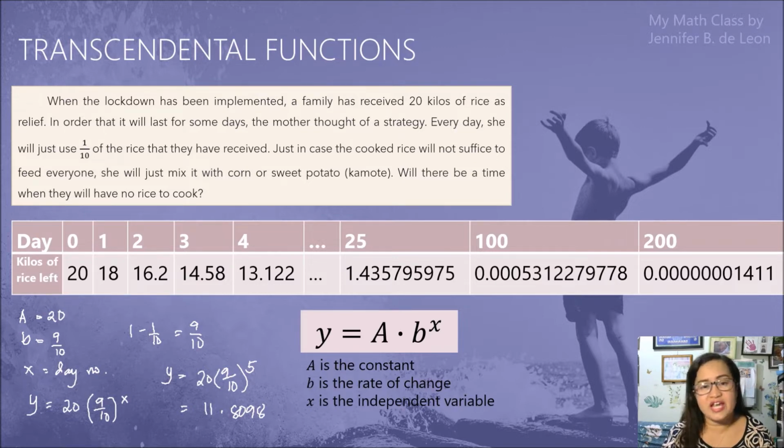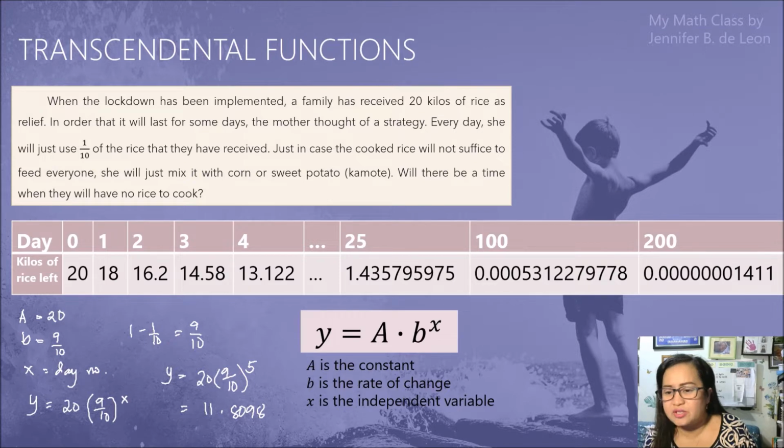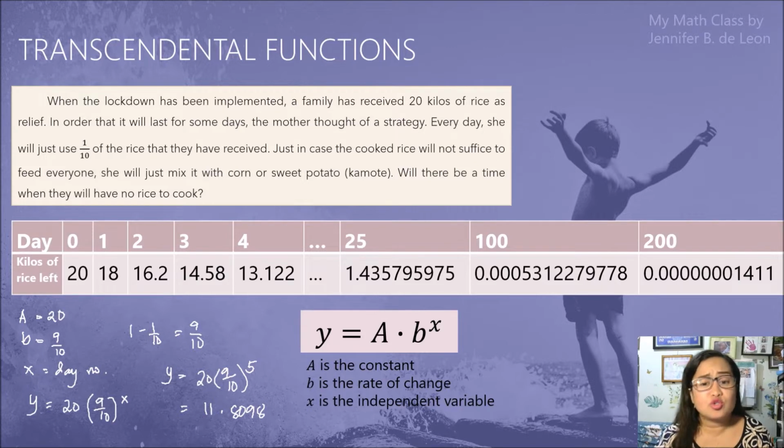However, if you said yes, you are also correct, because on a particular day, like the 200th day, the number of kilos of rice left will be 0.000000001411. And take note, that is too small that it can be considered as nothing. So if you answered yes, you are correct. And if you answered no, you are also correct, depending upon your reasoning.